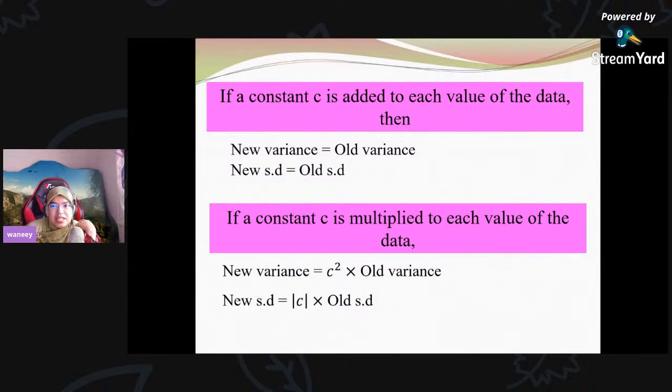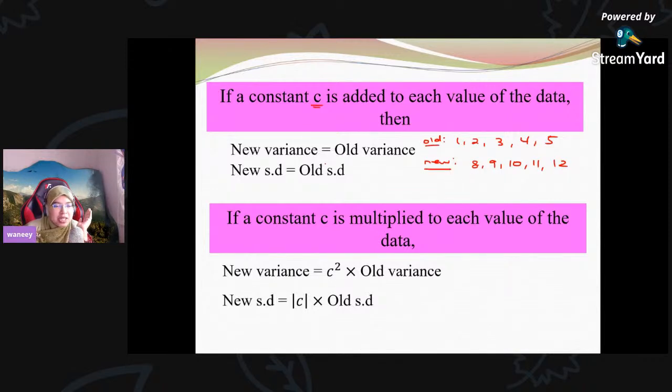If a constant C is added to each value of the data, so let's say I have some data and suddenly I want to add a constant to it. I add the same constant to each of the data. Let's say I start with 1, 2, 3, 4, 5. This is the old one. For the new one, why don't I add 7 to each of them? So 1 plus 7 is 8, then 9, 10, 11, and 12. This is the old one, and this is the new set of data.